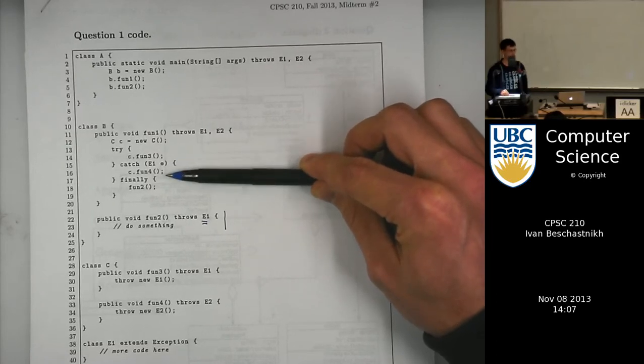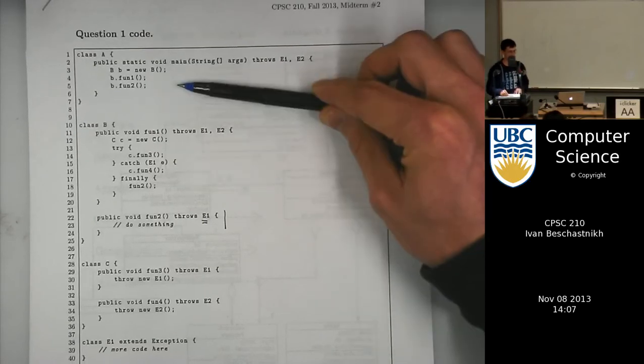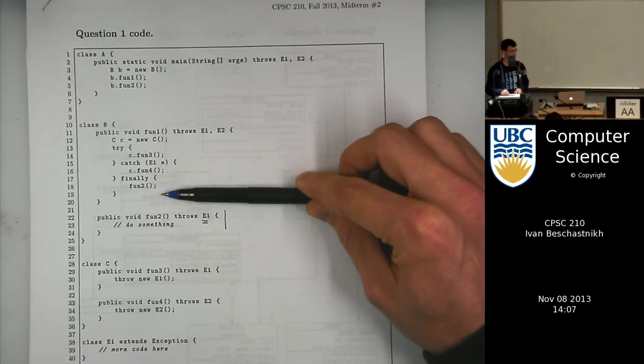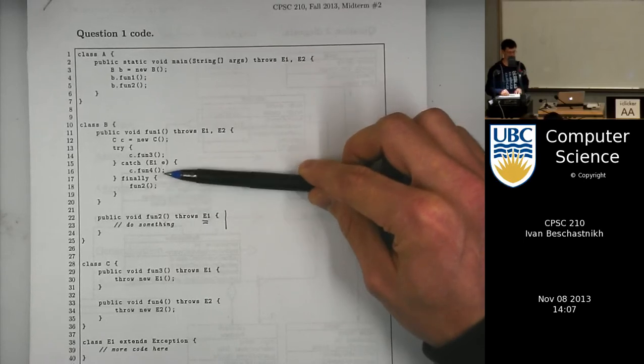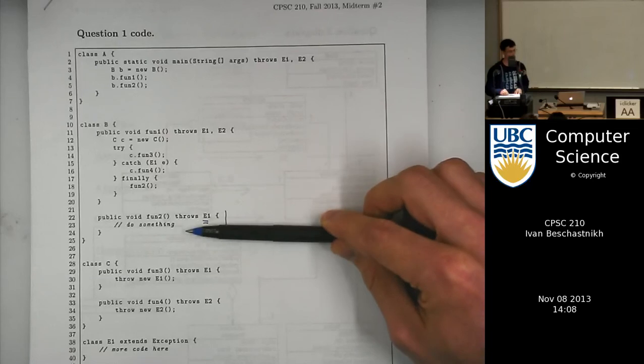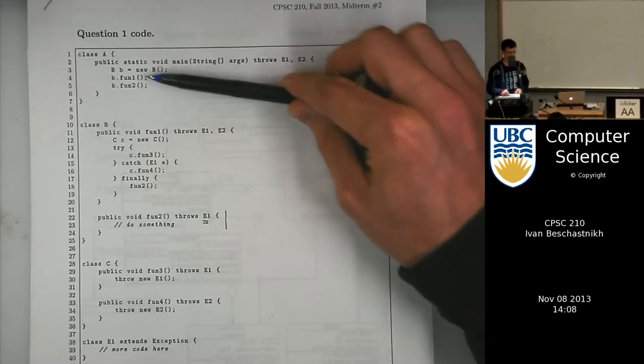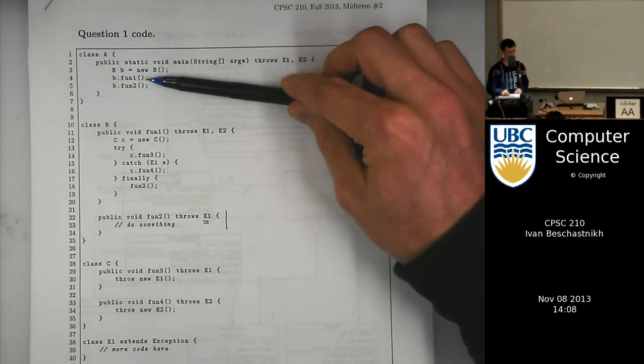We haven't handled E2. So you're going to go back to main. But first of all, you need to execute finally. Right? So before I come back to main, I execute my fun2. My fun2 does something, and then I go back to main. Main doesn't have a catch block around fun1. That means my program terminates.